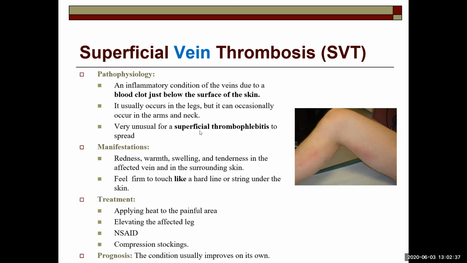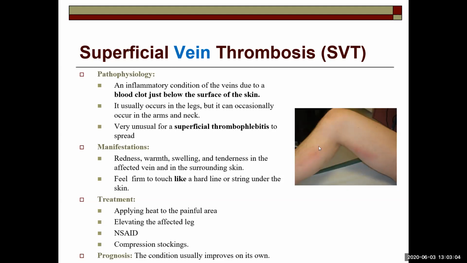So sometimes we call that superficial thrombophlebitis. Okay, so you have thrombophlebitis, usually it's superficial. So redness, warm to touch, like I told you, if it's venous, it's more warm to touch. You get a little swelling, tenderness, very painful here, and feels firm. So when you feel it, it feels a little firm to touch, and it has that red line here.